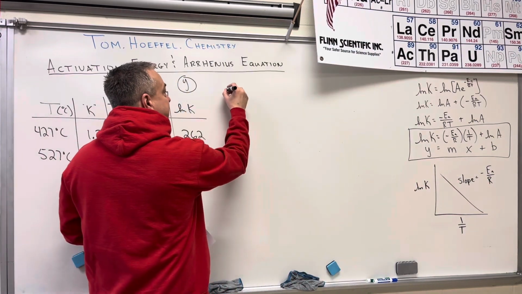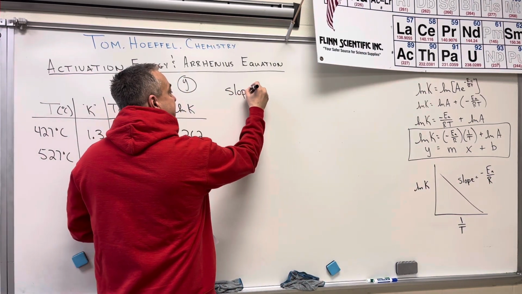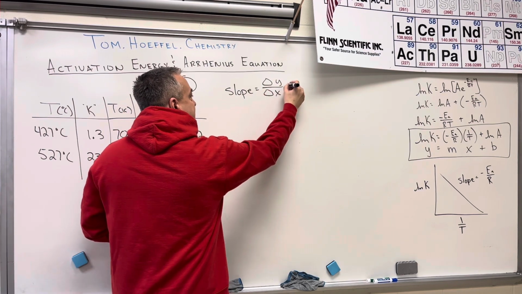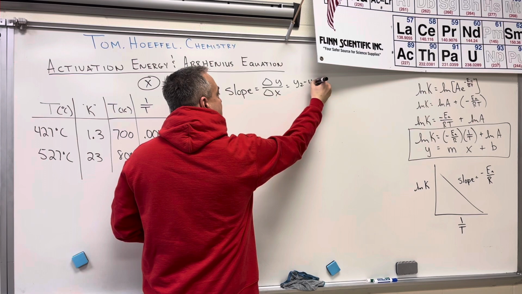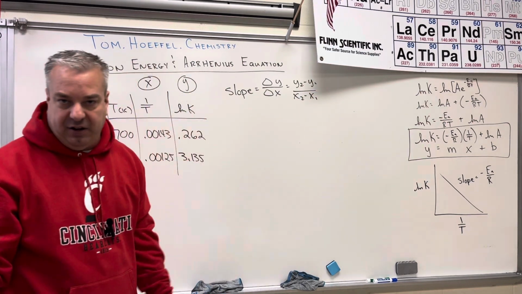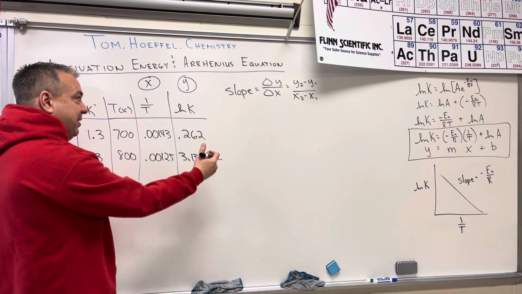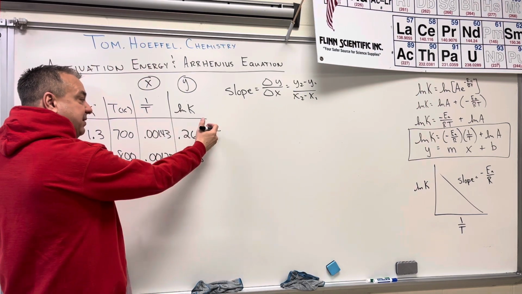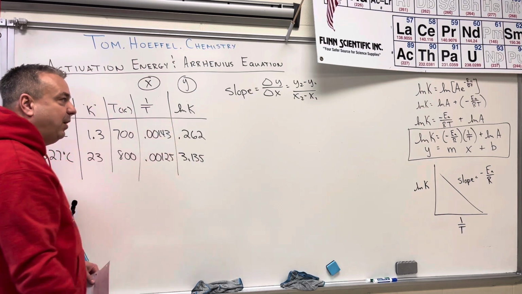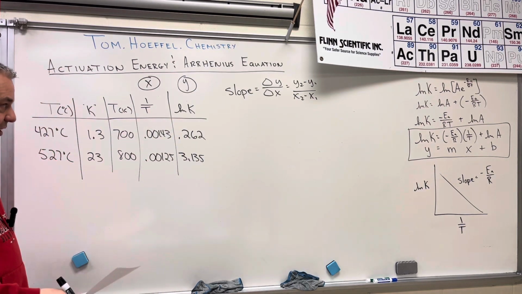Okay, now remember, to calculate slope, it's simply the change in y over the change in x, or basically y2 minus y1 divided by x2 minus x1 that you learned in algebra class. Okay, so I'm going to use this as my y2, this is my y1, this is my x2, and this is my x1 in order to calculate the slope, okay?